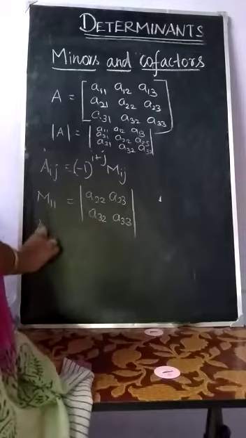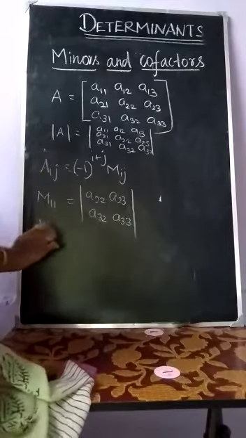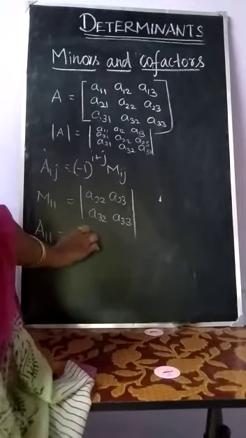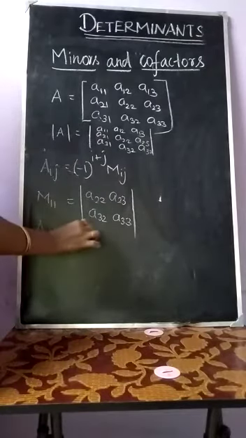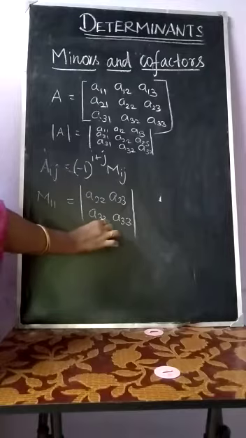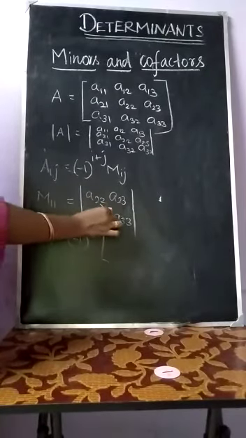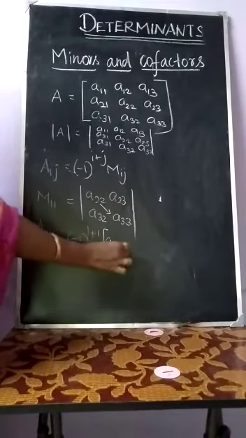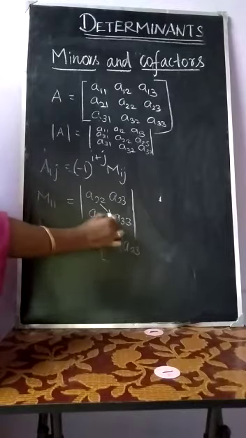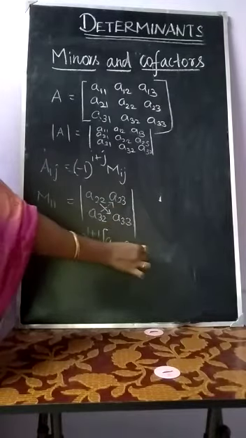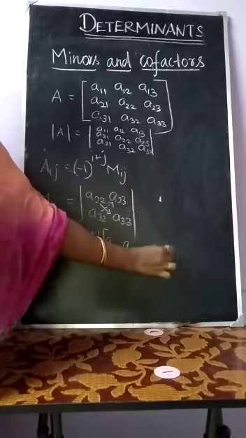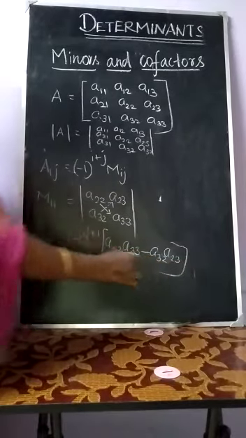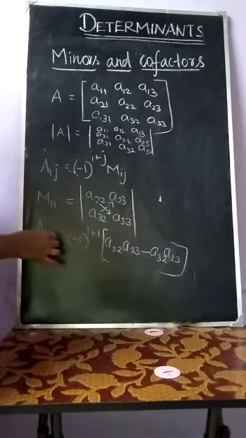How can we write the cofactor? That is A11 value. We have to write minus 1 the whole power. What is our i value? 1. j value also 1. So 1 plus 1. We have to use the cross multiplication method, that is A22 into A33 minus A32 into A23. This particular value is actually the cofactor.